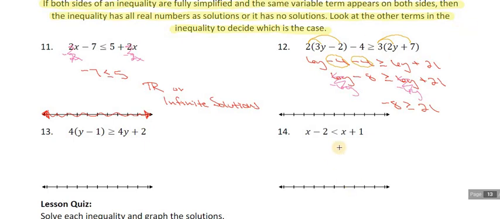So we ask ourselves, is this a true statement? Is -8 greater than or equal to 21? No, that is not a true statement. That's false. So this is no solution.